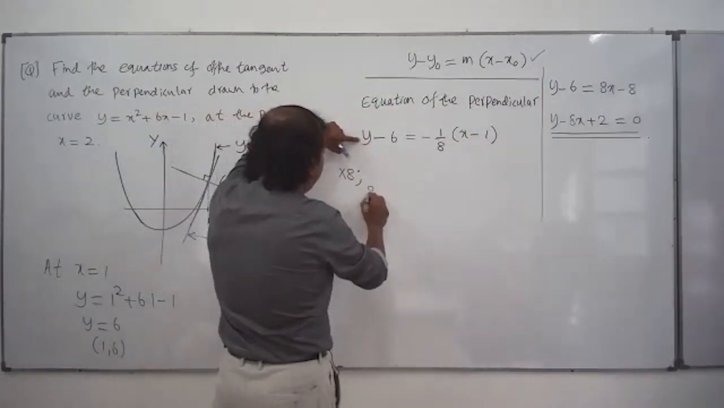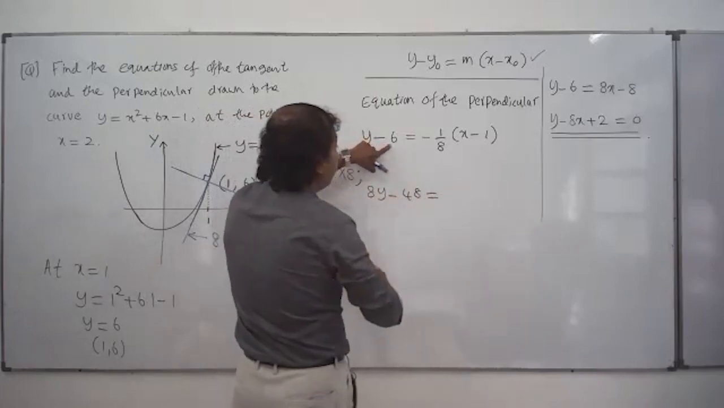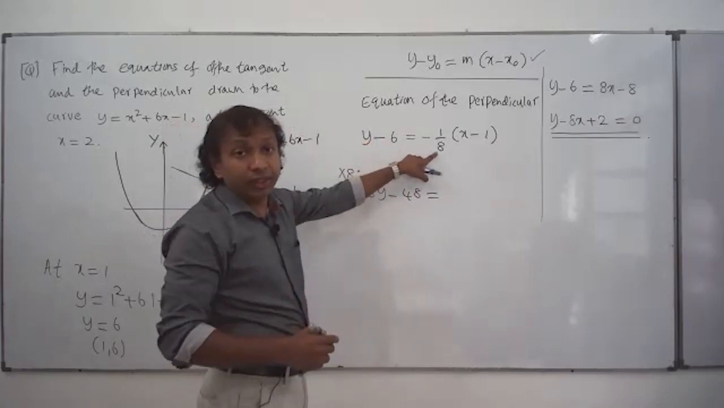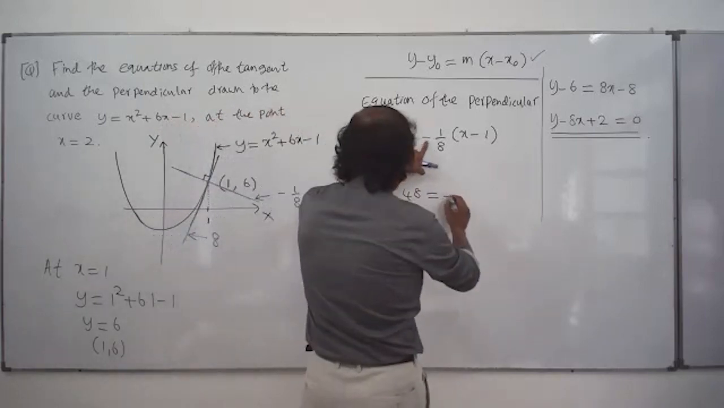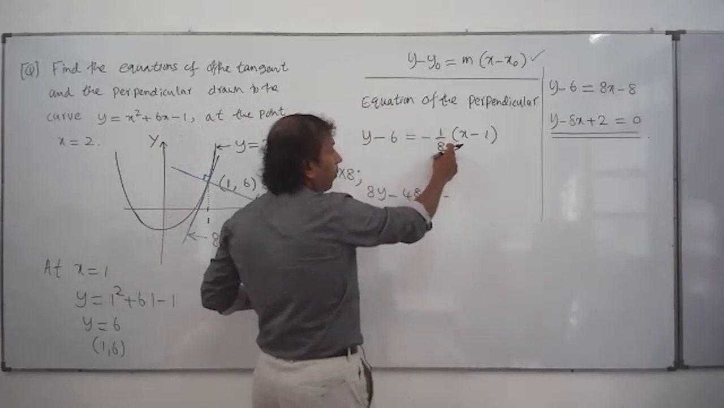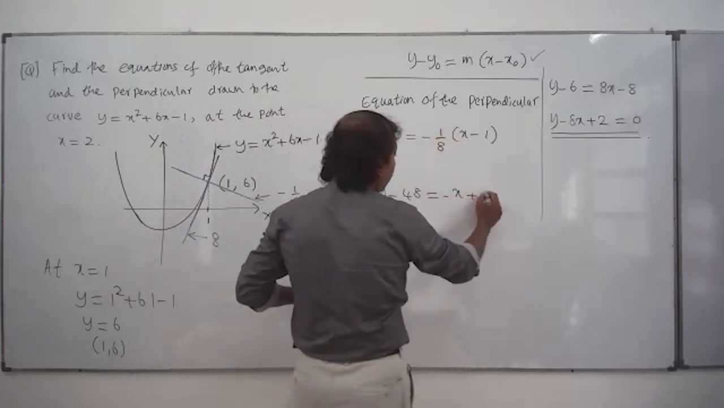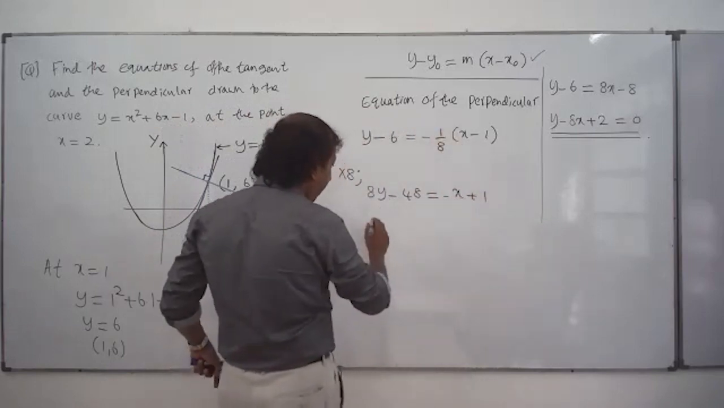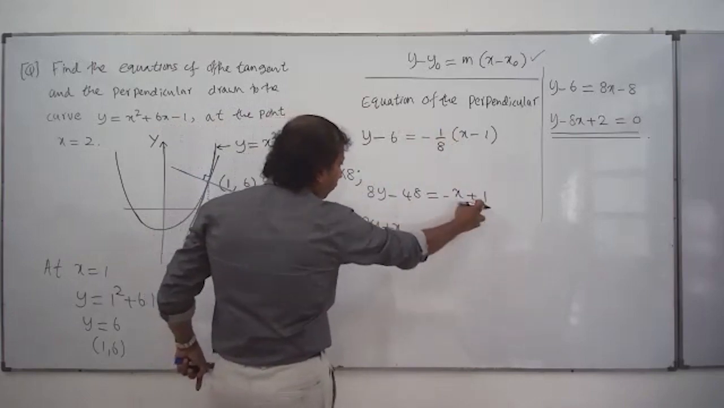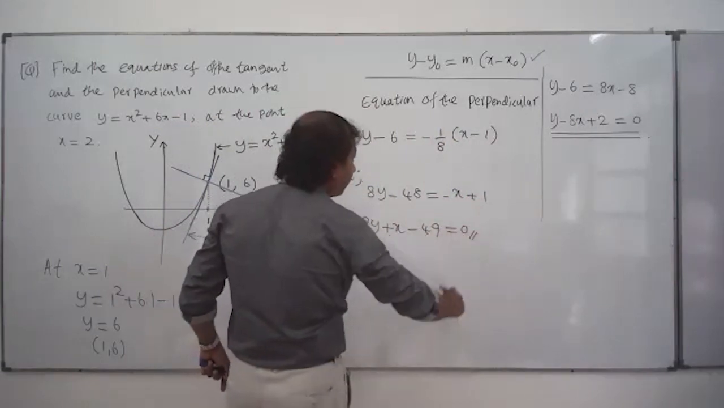Here, 8y minus 48. We multiply by 8 to eliminate this 8 here, right? Then we get minus, 8 and 8 we can cancel down. Then we have minus sign, remove the bracket. Minus x plus 1. Bring this to this side. 8y plus x. When you bring this to this side, minus 1 with minus 48, minus 49 coming.